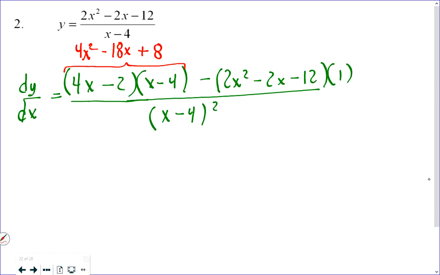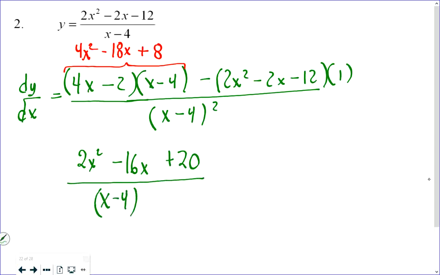Okay, so now we can take 4x squared minus 2x squared, which gives you 2x squared. We can take negative 18x minus negative 2x, which is negative 16x. And we can take 8 minus negative 12, which is 20. Isn't negative 18x minus 2x 20x? Negative 20x? It's negative. Oh, okay. Are we okay now? Yeah. You sure? Yeah. Okay. So are we solid on this, you guys?